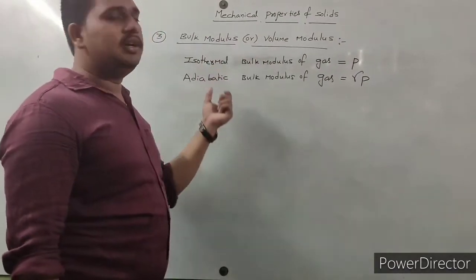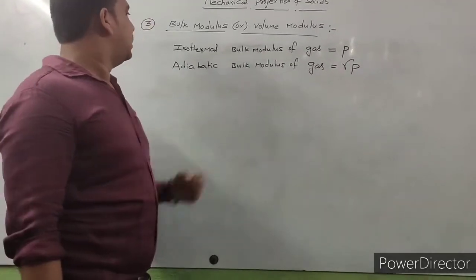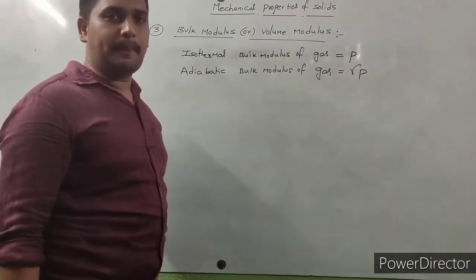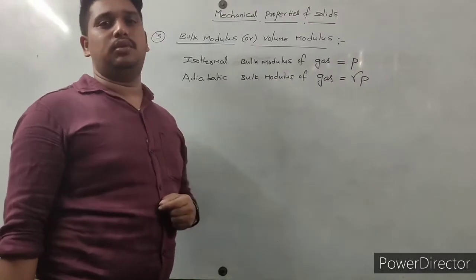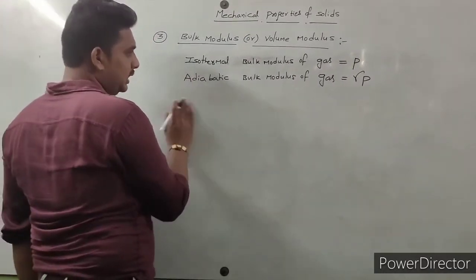Continuing my lecture on mechanical properties of solids, isothermal bulk modulus of gas is equal to P. Adiabatic bulk modulus of gas is equal to gamma P. So these two are very important.